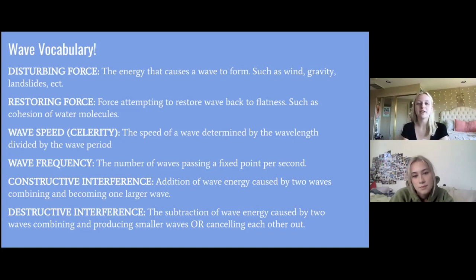Next, we've got wave speed, which is also oftentimes noted as celerity. This is the speed of the wave, which is determined by the wavelength divided by the wave period. Next, we've got wave frequency, which is the number of waves passing a fixed point per second.